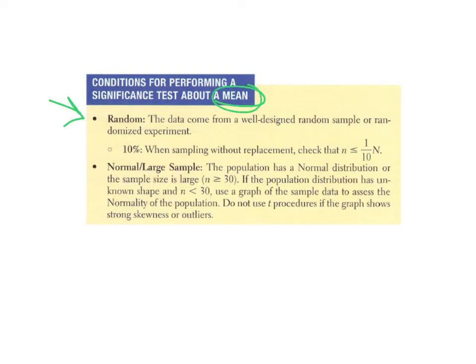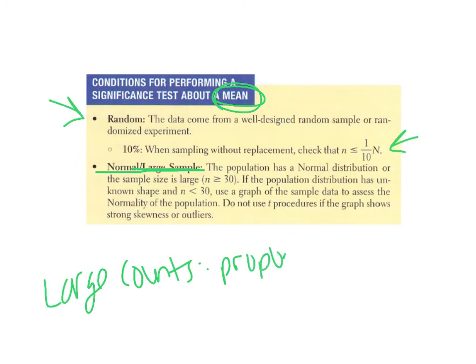For a mean, we need it to be random. We need our 10% condition met. And remember, for a mean, we need normal or large sample. For a proportion, large counts is the one, whereas normal or large sample is the one for a mean. Our normal or large sample is that our sample size is greater than 30. If we don't know the population distribution and it's less than 30, then we've got to use a graph. Do not use t-procedures if I have a strong skew or outliers.